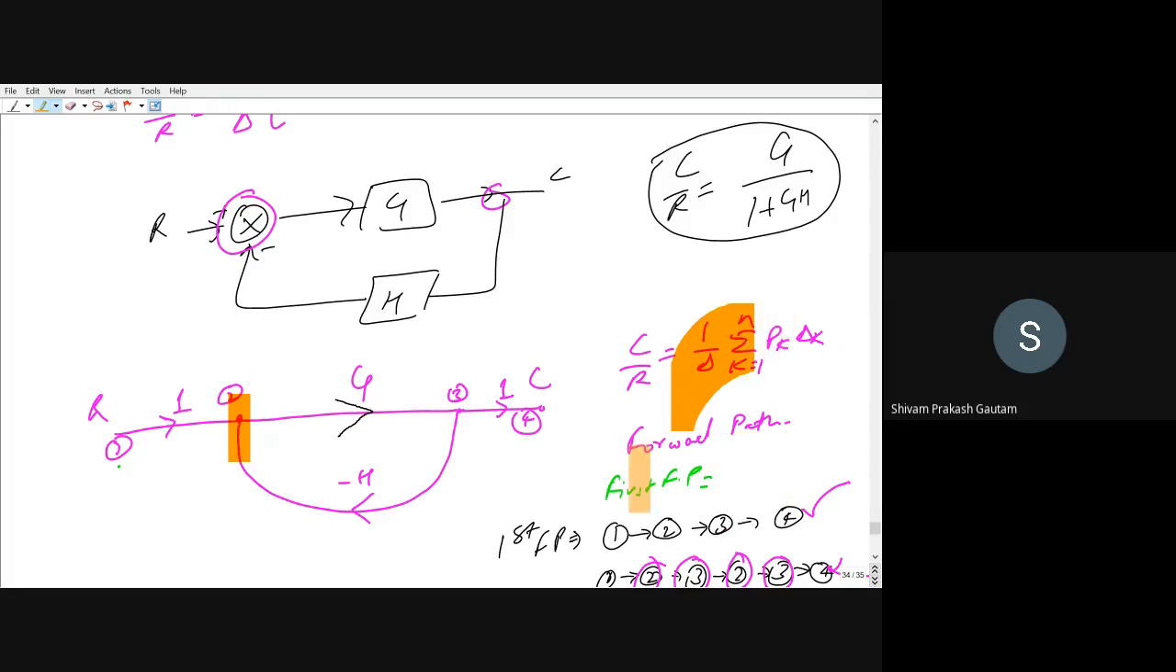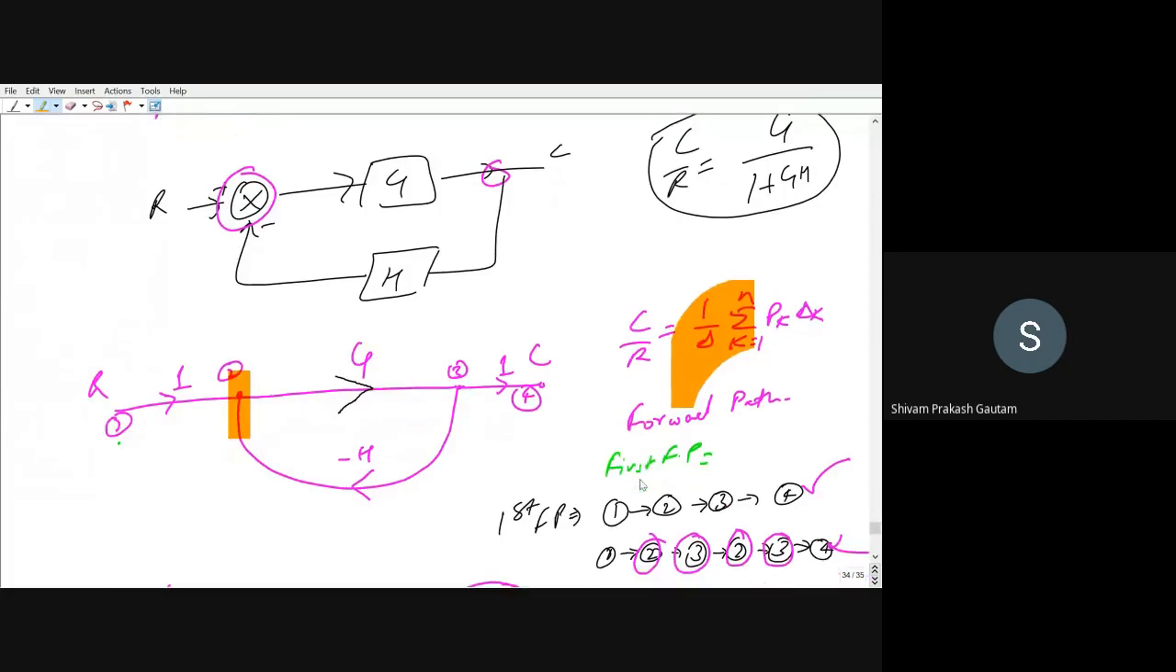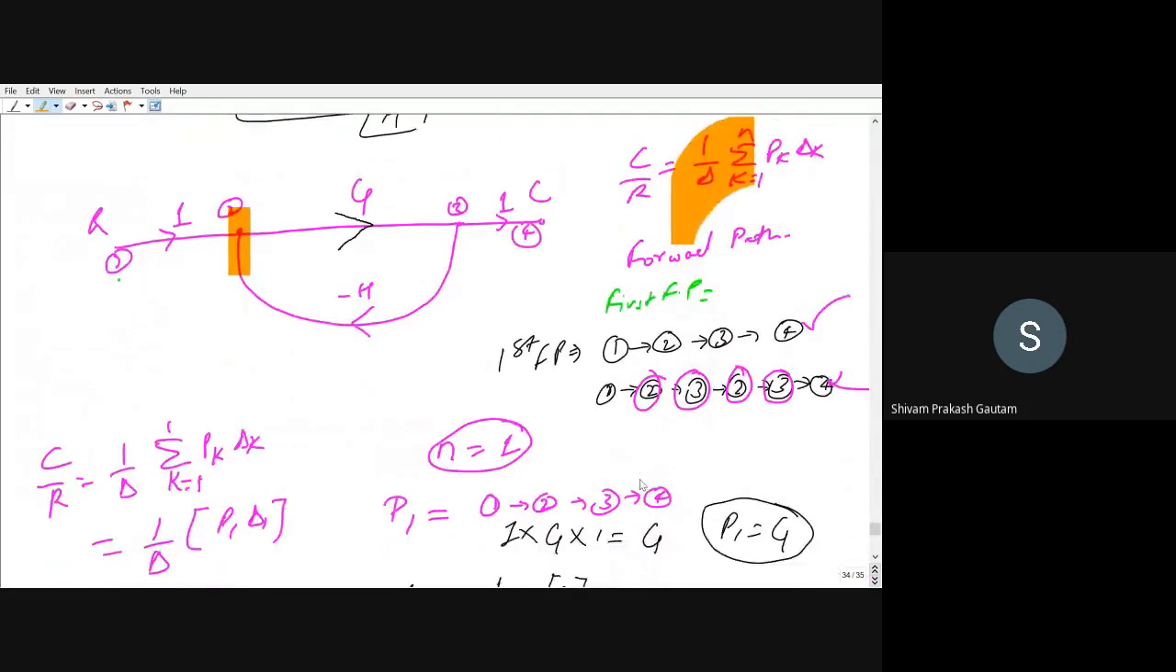How many forward paths are there in this signal flow graph? You can see, forward path means you have to reach from input to output. You have to reach from node 1 to node 4 because node 4 is your output. How many ways can it be achieved? From node 1 it is going to node 2, from node 2 to node 3, and from node 3 to node 4. So there is only one path.